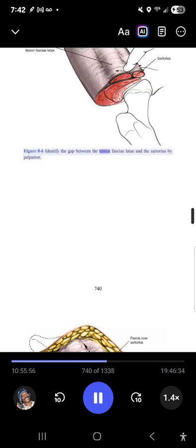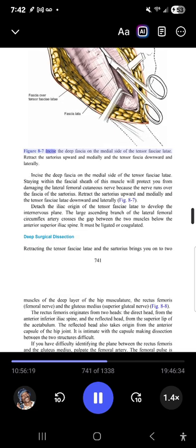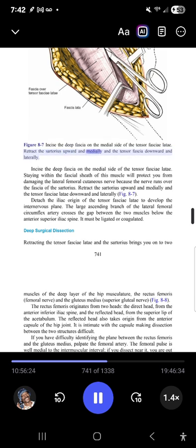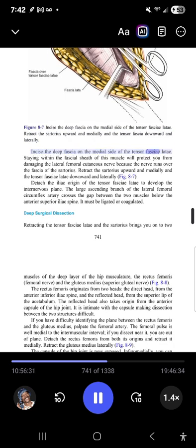Identify the gap between the tensor fasciae latae and the sartorius by palpation. Figure 8-7. Incise the deep fascia on the medial side of the tensor fasciae latae. Retract the sartorius upward and medially and the tensor fasciae latae downward and laterally. Incise the deep fascia on the medial side of the tensor fasciae latae.